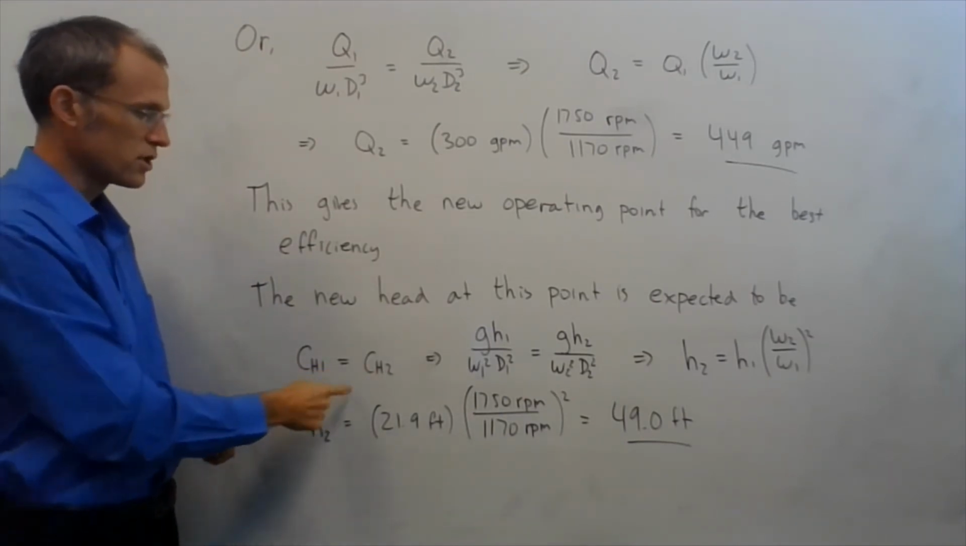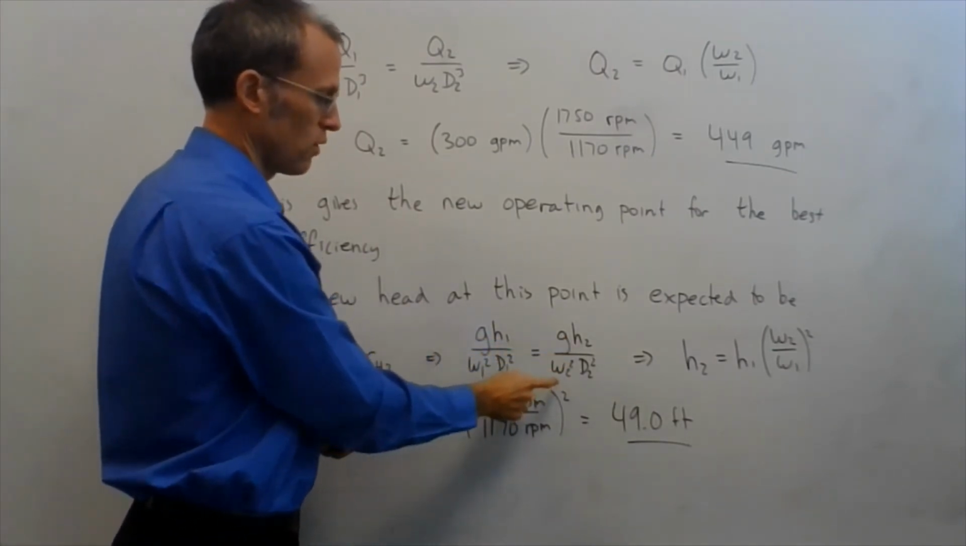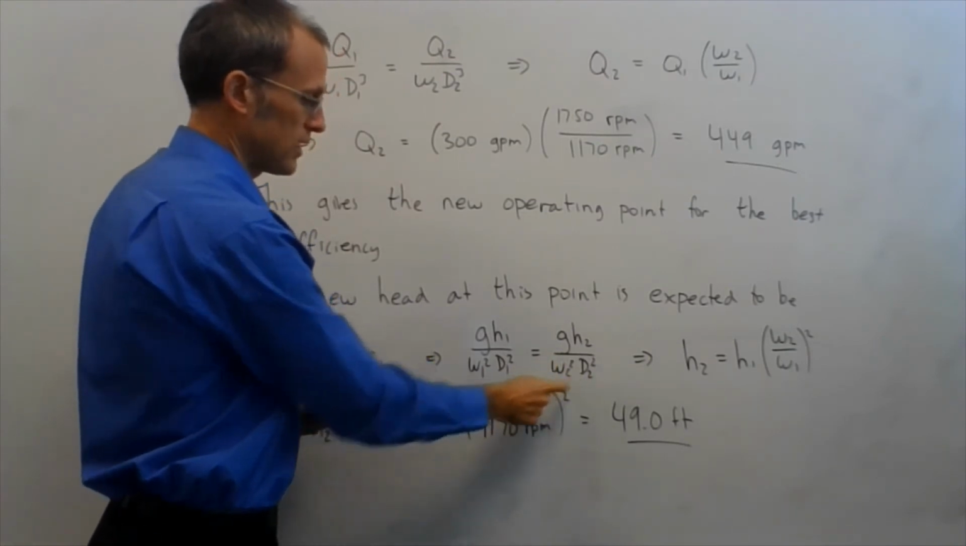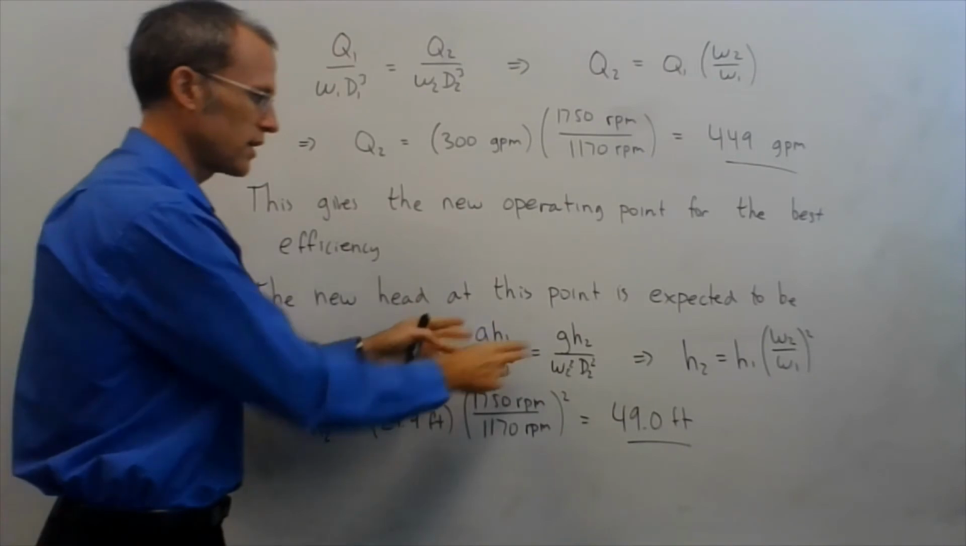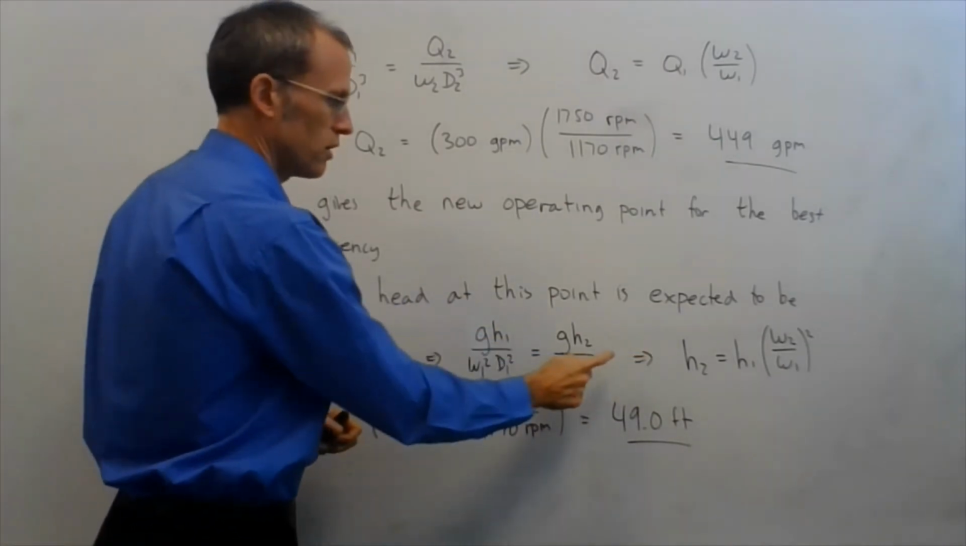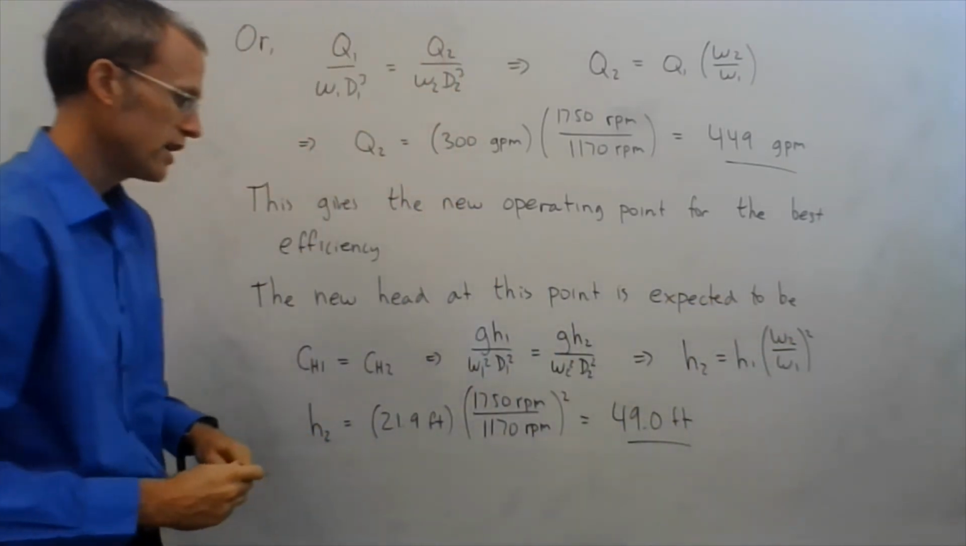And so CH1 equals CH2, so GH1 over omega 1 squared D1 squared equals GH2 over omega 2 squared D2 squared. Again, D's are the same, so those go away. Gravity's the same, I haven't moved to Mars or anything, so gravity cancels out as well. Solving this for H2, H2 is H1 times omega 2 over omega 1 squared now.